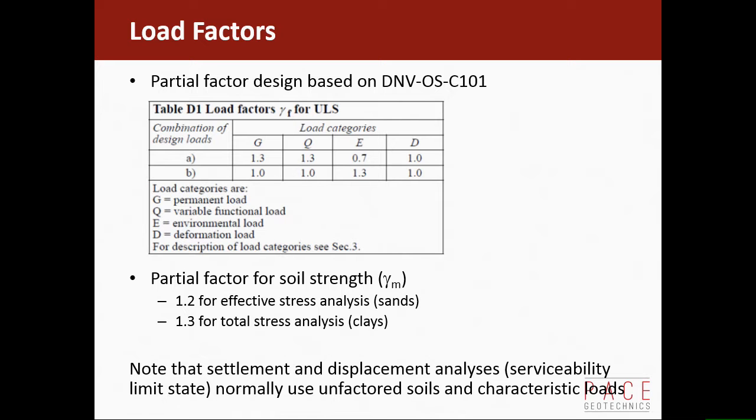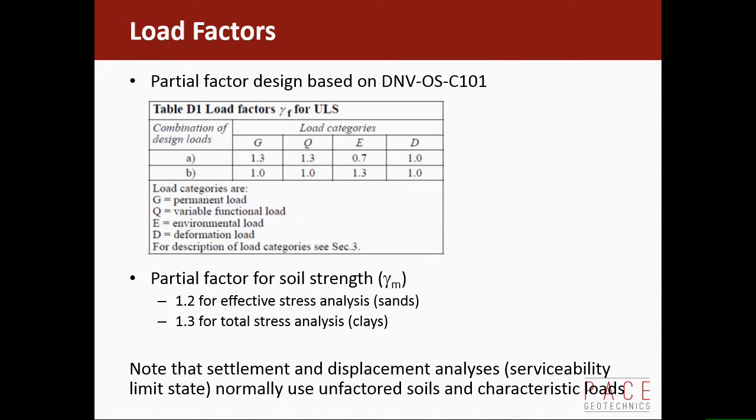However, there's another load combination which does take the worst case environmental load, but you don't have to factor it up. It works out at a global factor of safety of between 1.56 and 1.69, depending on whether it's an effective stress analysis or a total stress analysis. For clay soils, we'll always really just be considering the undrained shear strength of the clay.